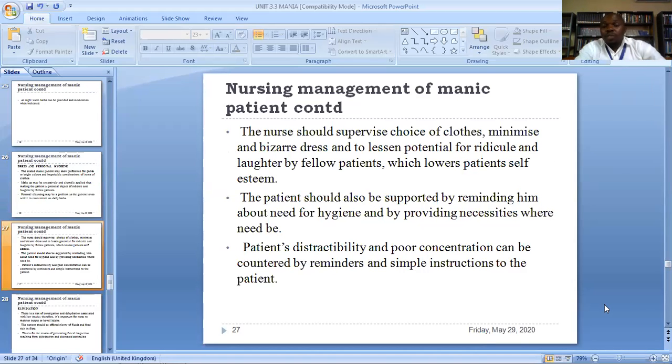The nurse should supervise choice of clothes, minimize bizarre dress to lessen potential for ridicule and laughter by fellow patients, which lowers patient self-esteem. Remember, these manic patients actually have a very, if not extremely, high self-esteem because they also have grandiose ideas here. So anything that will ridicule them lowers their self-esteem. The patient should also be supported by reminding him about need for hygiene and providing necessities where need be. Patient's distractibility and poor concentration can be countered by reminders and simple instructions to the patient.